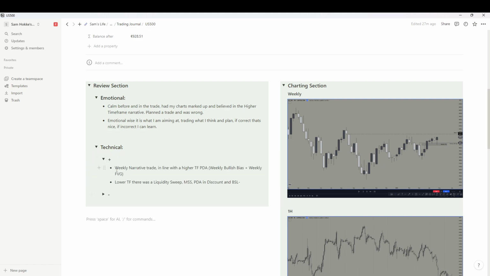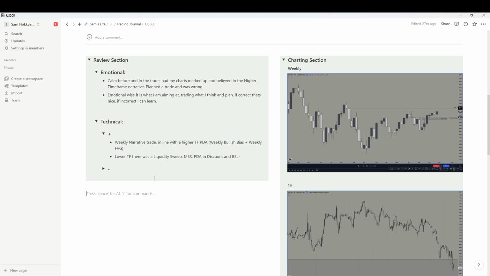Technically wise, it was a trade that was based upon the weekly narrative that I had in mind. So alright, buy side liquidity is more favorable than sell side liquidity, so it's good that I stick to that, and I try to frame something that is along with that narrative. It was also in line with a higher time frame PD array, as we came back into the weekly fair value gap, and on the lower time frame there was a setup. The pattern was there. It was a liquidity sweep. We had a market structure shift, and we had a PD array in discount, and we had buy side liquidity on the top.